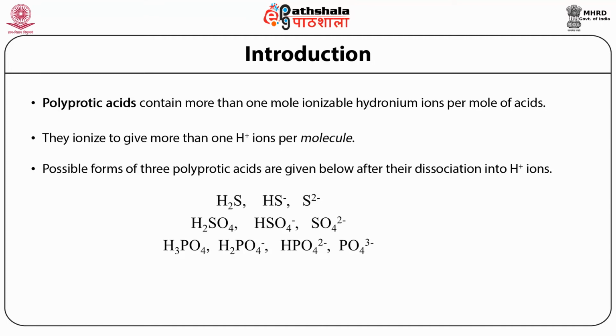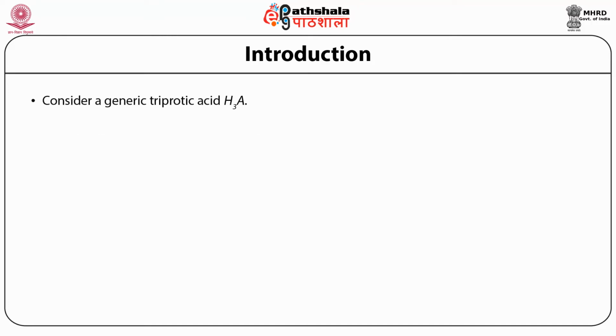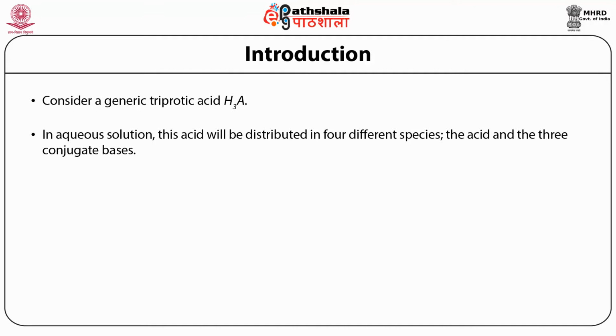The acidity constants for these acids may be written as K1, K2, K3. For the first dissociation of a proton, it is K1, then second is K2, and the dissociation of the third proton is K3. Consider a general triprotic acid H3A. In aqueous solution, this acid will be distributed in four different species: the acid and the three conjugate bases. One will be the acid as such and its three conjugate bases.